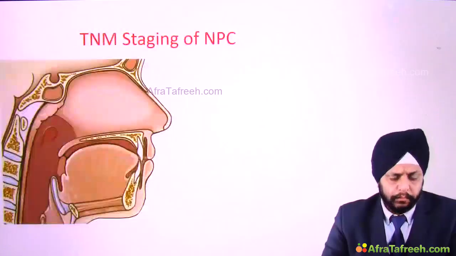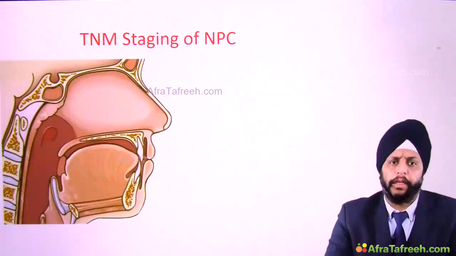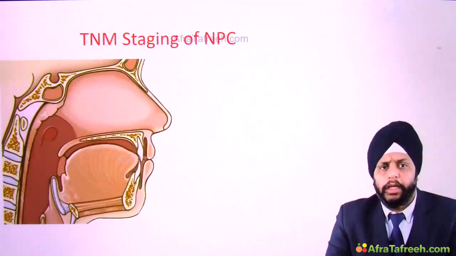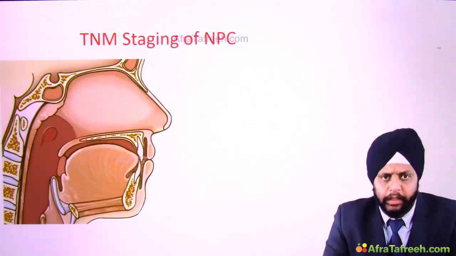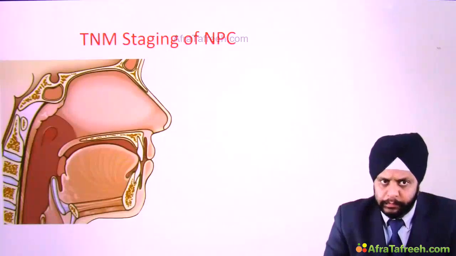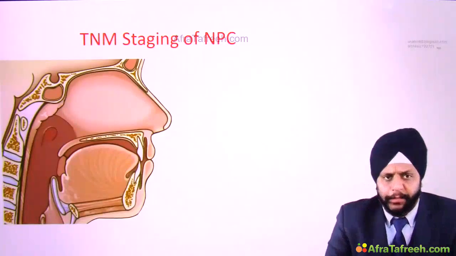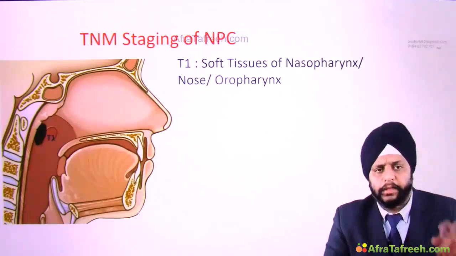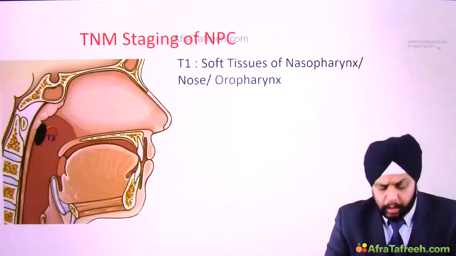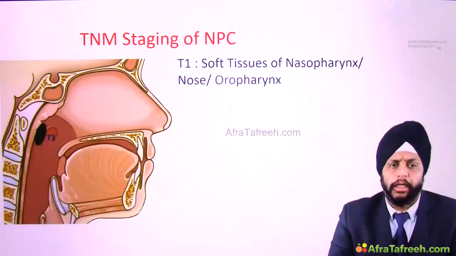Now, let us do the staging for NPC. So we will do the T and M staging of NPC. Let us first start with the T staging for NPC. So I have kept this diagram over here. Now we know that this is the fossa of Rosenmuller. It arises from here, T1 stage.